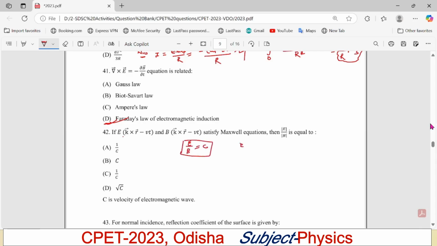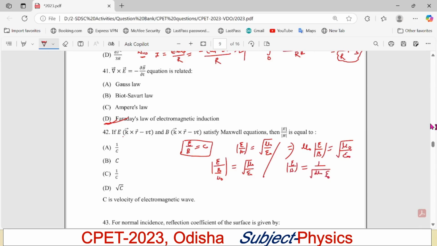We know that E by H modulus is nothing but root over mu 0 by epsilon 0. Instead of H you can write B by mu 0, so modulus E by (B by mu 0) equals root over mu 0 by epsilon 0. That implies mu 0 E by B modulus will be equal to root over mu 0 by epsilon 0. So E by B modulus will be equal to 1 by root over mu 0 epsilon 0, which is nothing but C.